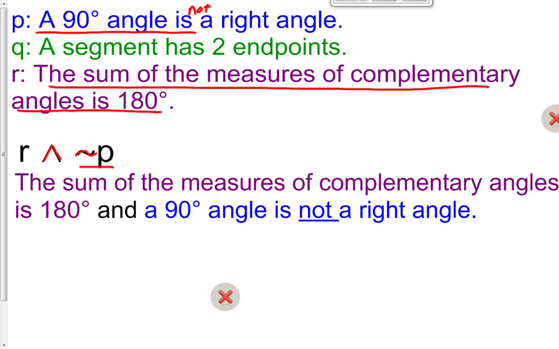Well, taking both of these statements, the sum of the measures of complementary angles is 90 degrees, right? Complementary means 90, supplementary means 180. So the first part of the statement is false. A 90-degree angle is not a right angle. That one is also false. Well, of course, if both parts of the statement are false, the whole statement is false. If one part is false, the whole statement is false. So certainly if both parts of the statement are false, the statement is false. This is a false statement.